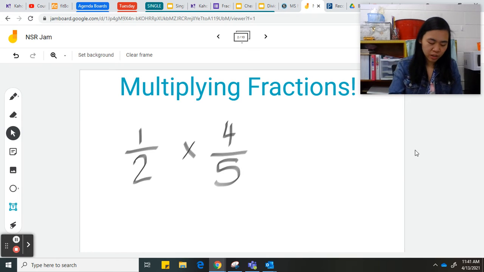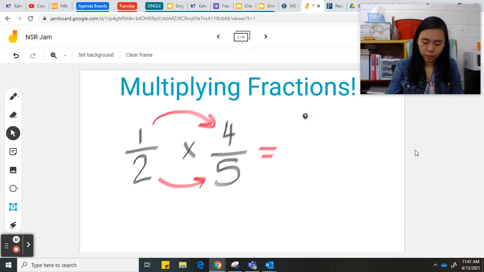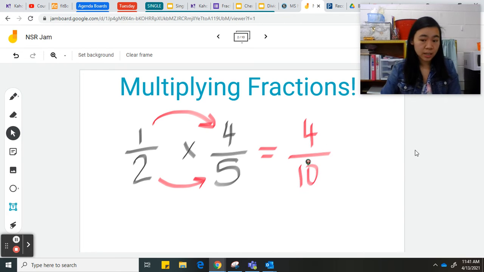Okay, so I've got two fractions here. How do we multiply them? Multiplying really isn't that bad. We just need to multiply straight across. So 1 times 4 is 4, and then 2 times 5 is 10. So this is your answer.